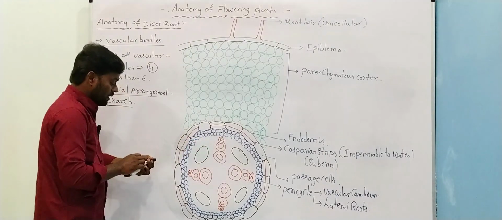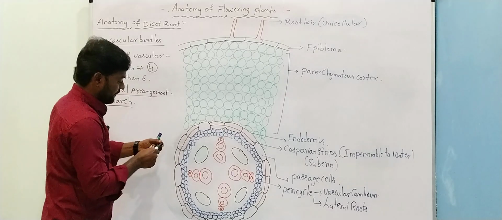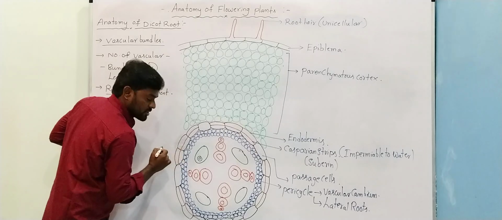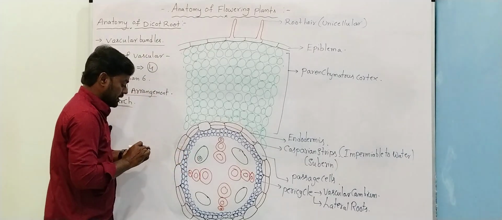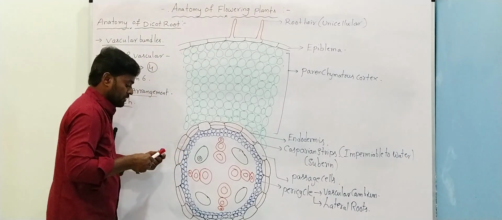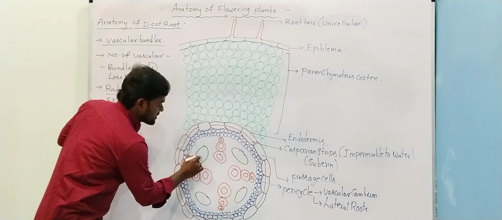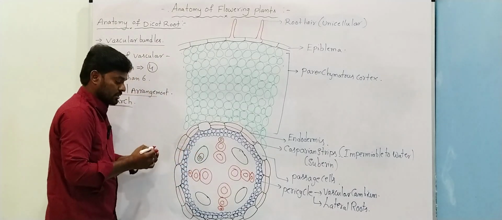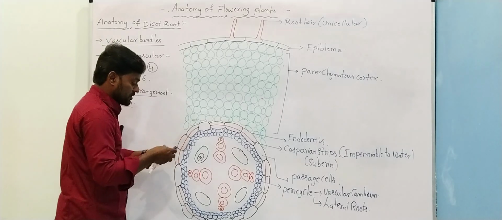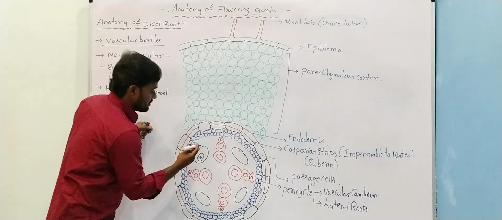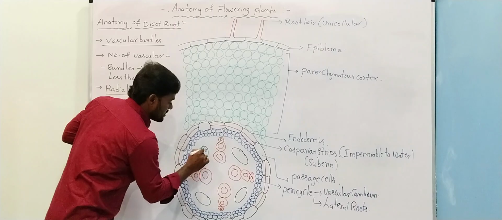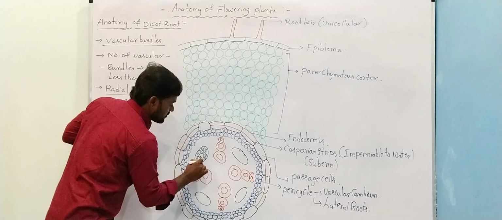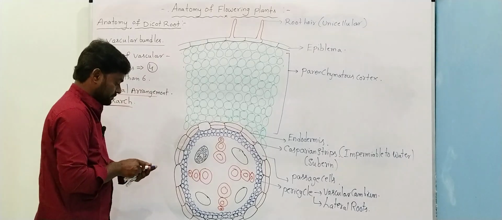And next, in this phloem, the sieve plate is present. It is associated with companion cells. So this is a sieve plate associated with the companion cells. The remaining part is surrounded by other cells, that is phloem fibers or bast fibers. Same here also.